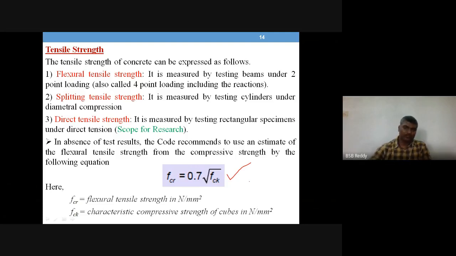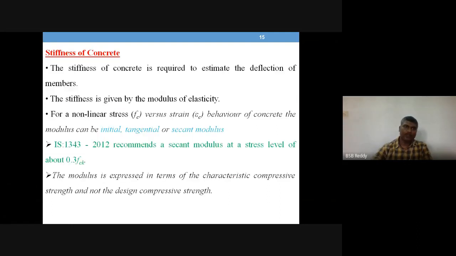So the same relation you should have studied in your design of reinforced concrete structures also. The same relation holds good for even pre-stressed concrete, right? So 0.7 times root FCK.